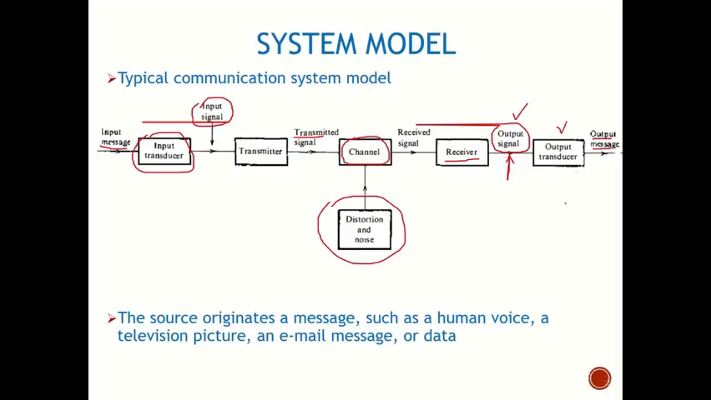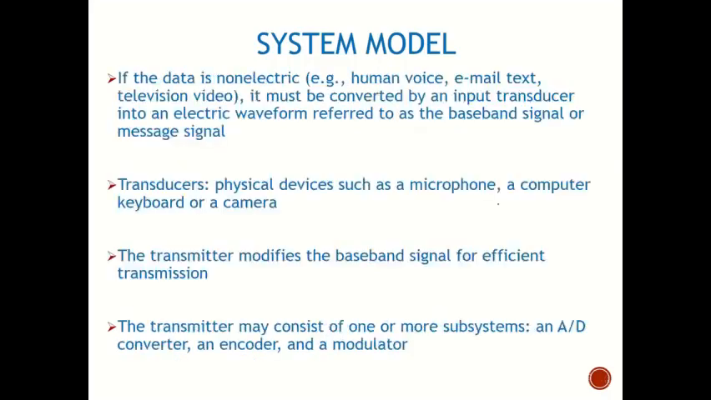For example, in this case, the output transducer could be a speaker, which has an electrical input and gives us the sound waves as the output. Now, this is the discussion we have mentioned here as well. The input could be a voice signal. We have the transducers. The transmitter modifies the baseband to a higher frequency, which is called modulation. The transmitter may have an analog to digital converter as well, if we want to transmit digital data, right? So in that case, we need to have an A to D converter as well.